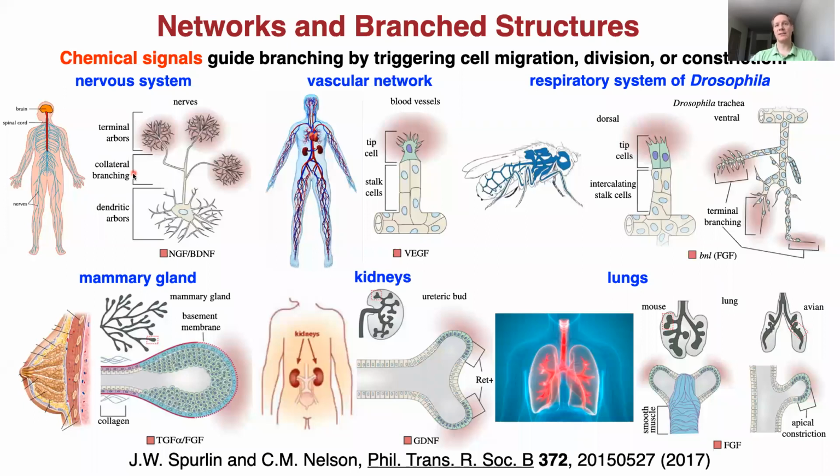chemical patterns can guide the growth of cells. In our body, we have lots of networks and branched structures. For example, the nervous system is a huge network, and so is the vascular network. We also have lots of branching systems. Here is an example, in blue, of the respiratory system of Drosophila, which is a fruit fly. Here you're seeing the branched structure of the mammary gland, branches of the kidney, and also branches of the lungs.